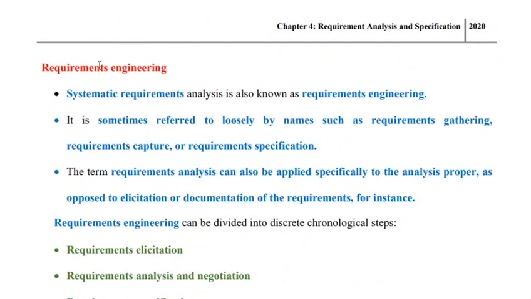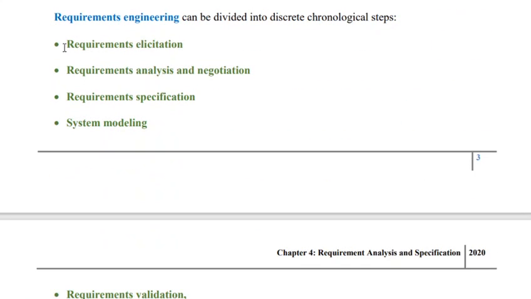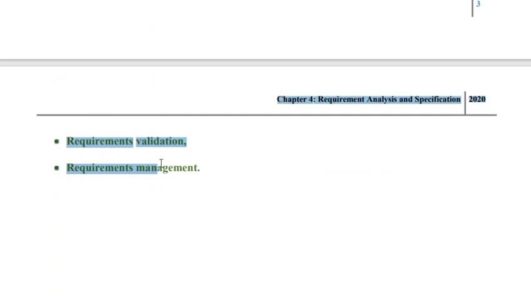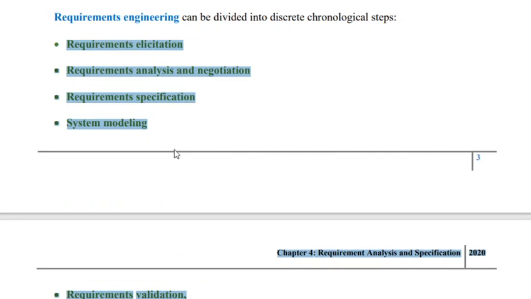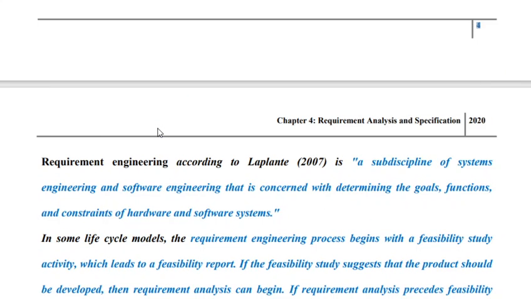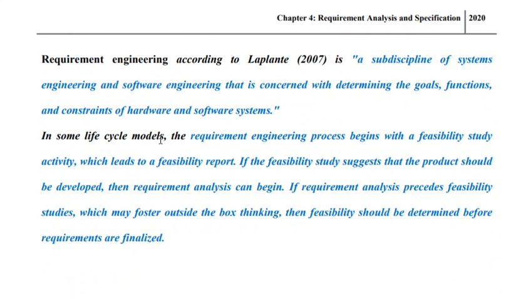Then we moved on to requirement engineering in detail, where we learned what requirement engineering is and what the phases of requirement engineering are. We saw that there are 6 sub-phases, which include requirement elicitation, requirement analysis and negotiation, requirement specification, system modeling, requirement validation, and requirement management. And then we learned one of the standard definitions of requirement engineering as per LeBlanc, who defined it as a subdiscipline of software engineering and system engineering concerned with determining the goals, functions, and constraints of the hardware and the software system.